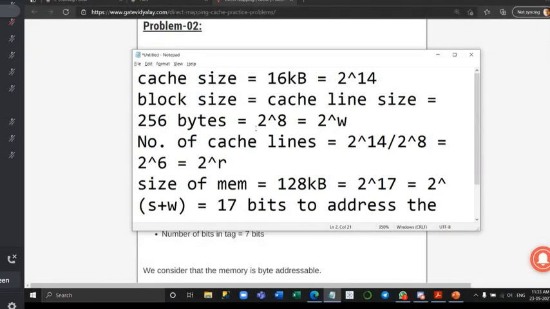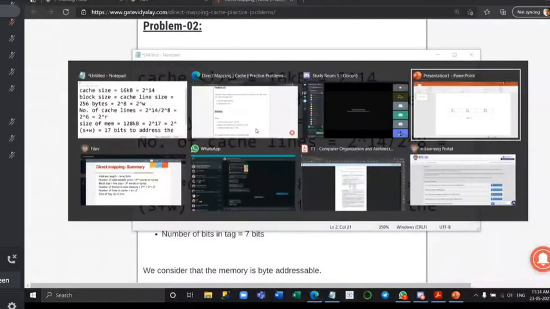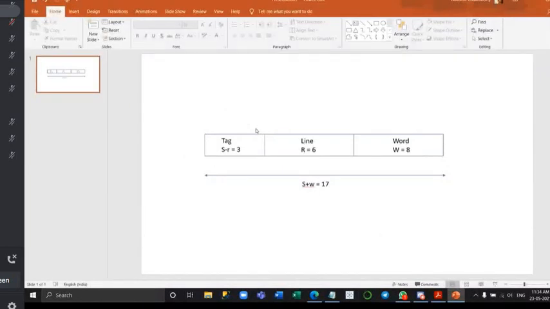Now, as for direct and associative mapping, we know that each block gets mapped to one cache line. So block size and cache line size are essentially the same. And block size and cache line size are represented as 2 raised to the power of W, where W is the number of bits that is occupied by the word. So address bit is essentially made up of 3 parts. You have a tag, you have a line, and a word for direct mapping.